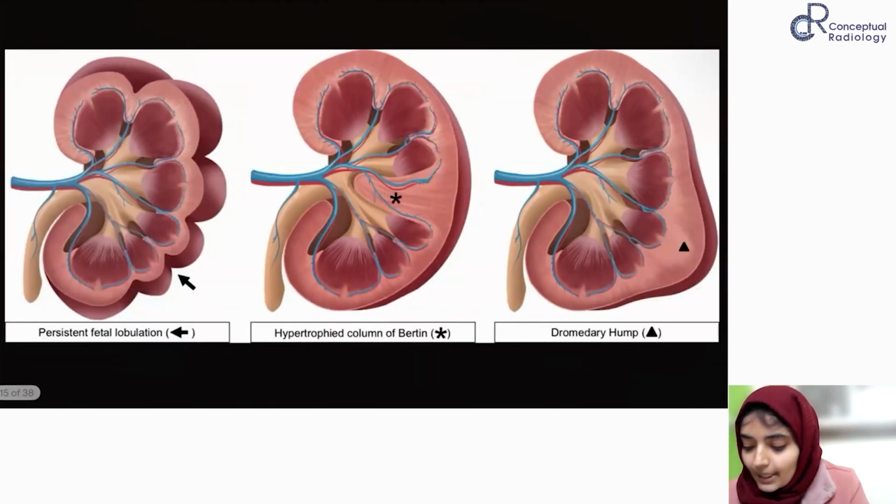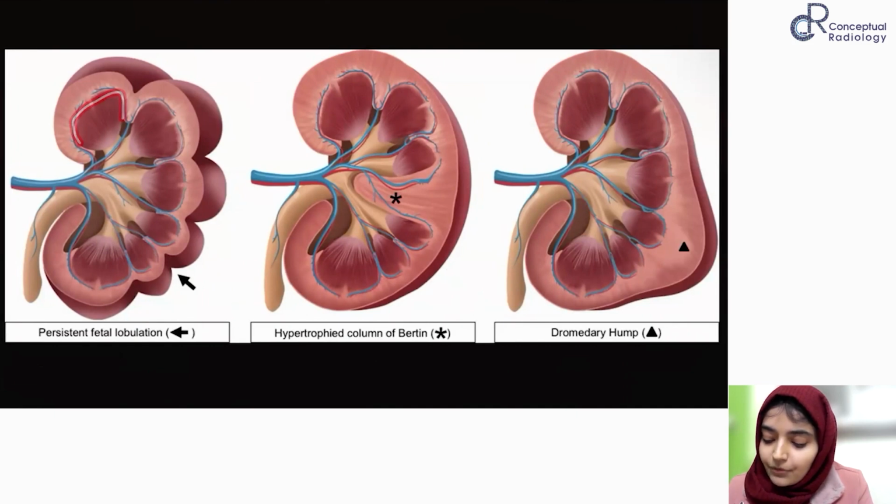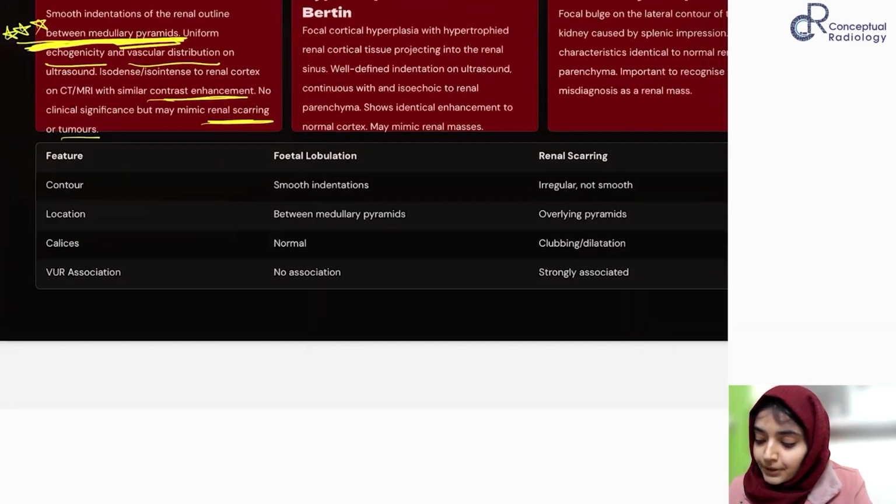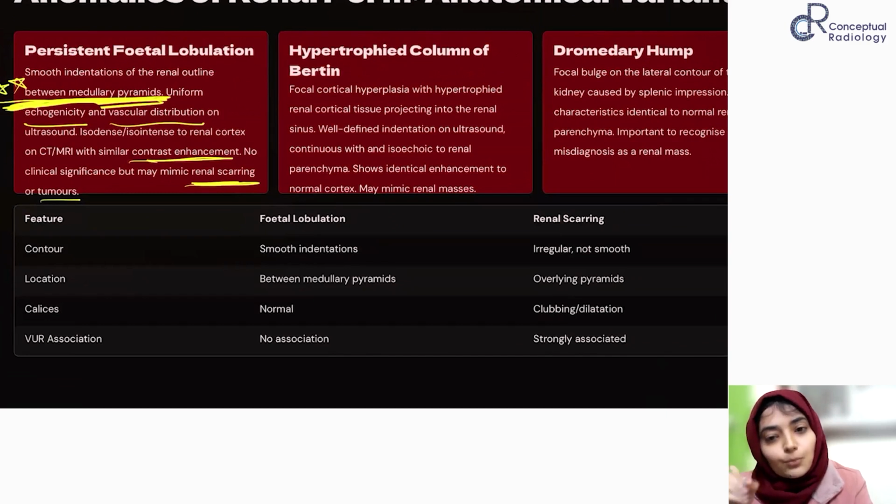Before that, I can show you an image also. So here you see every time there is a pyramid, between the pyramids this indentation is present. So these are the persistent fetal lobulations. A very important mimic is going to be renal scarring. And how are we going to differentiate it? So this is normal, sometimes physiological, a variant. And any time you get renal scarring, it's pathological. So here the contour of the kidney will have only these smooth indentations, whereas here it will be very irregular, it will not be smooth.